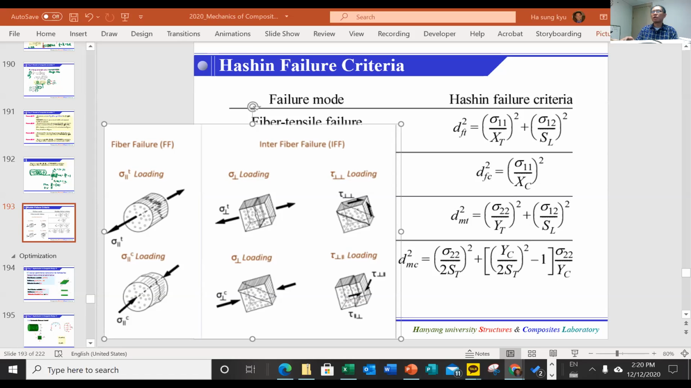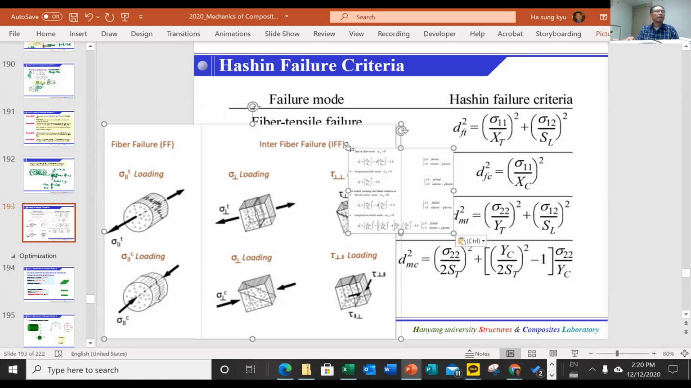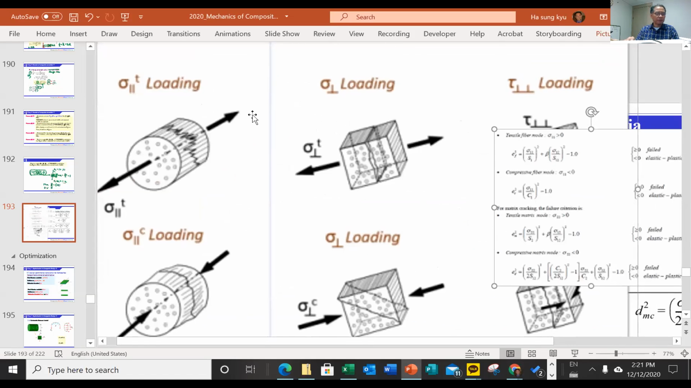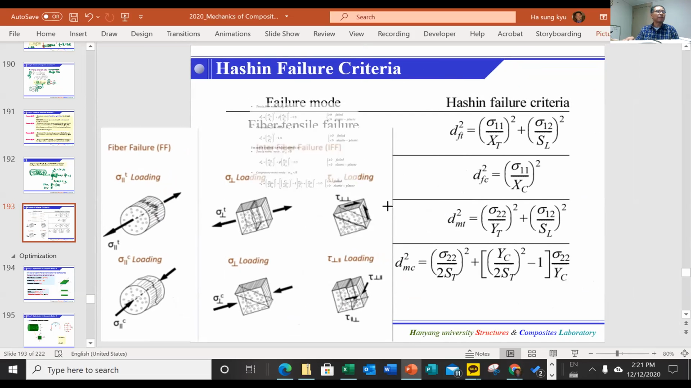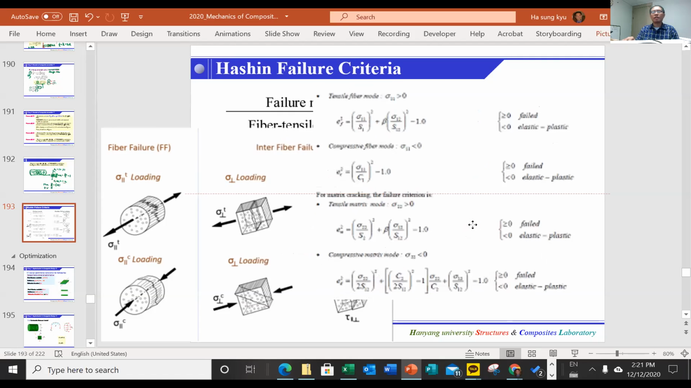So let's try to program. Here are the other expressions, Hashin's. You can find them in the reference. As you can see, there are little modifications. There is another factor called beta. But anyhow.